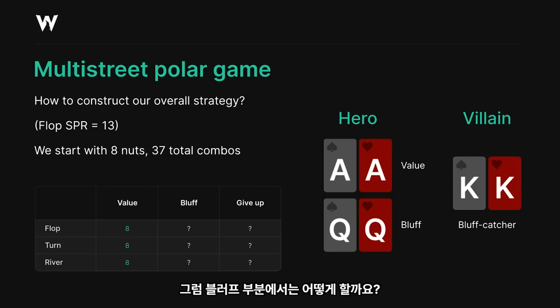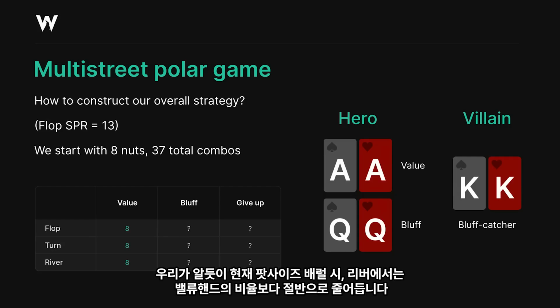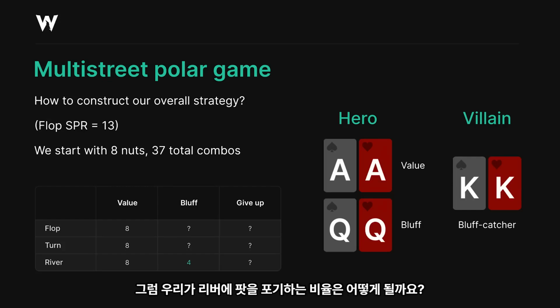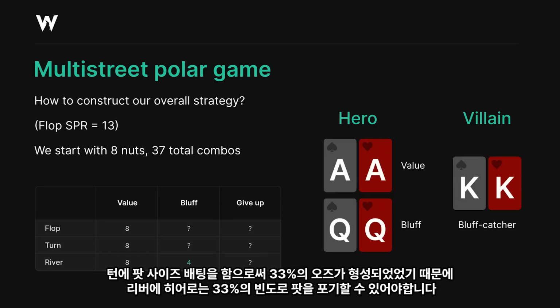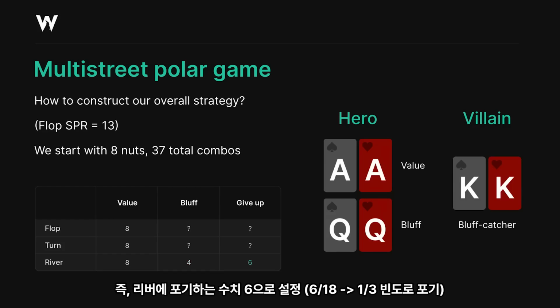What about the bluff column? Well, we know on the river that, and again, we're potting all 3 streets, we should be bluffing half as often as we're value betting. We want to use 2 to 1, 2 value bets for every 1 bluff. And so we already know this column. But how often should we be giving up? Well, a give up percentage is equal to pot odds laid. And so pot odds laid for pot size bets are 33%. So we should be giving up a third of our range on the river. And that works out to 6. So 6 over 18 is 1/3, a third of the time we give up.